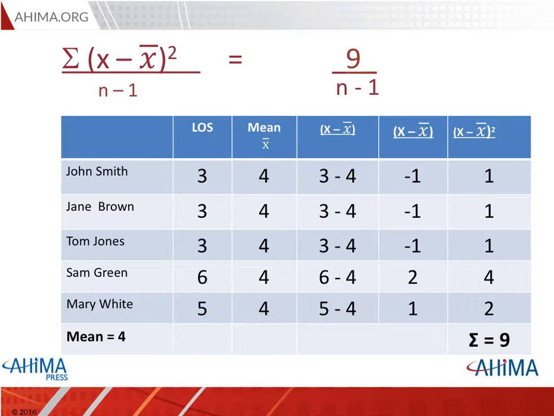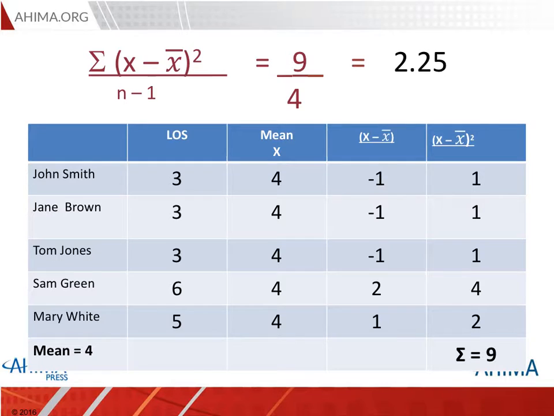Sam Green's would be his length of stay, or 6 days, minus the mean, and this equals 2. His length of stay is 2 days greater than the average. Once we square it, we come up with 4. After this is done for every patient, we add them all together, because we must get the sum of all these numbers to get our top number in our equation. We add them all together, and we came up with 9 for our numerator.